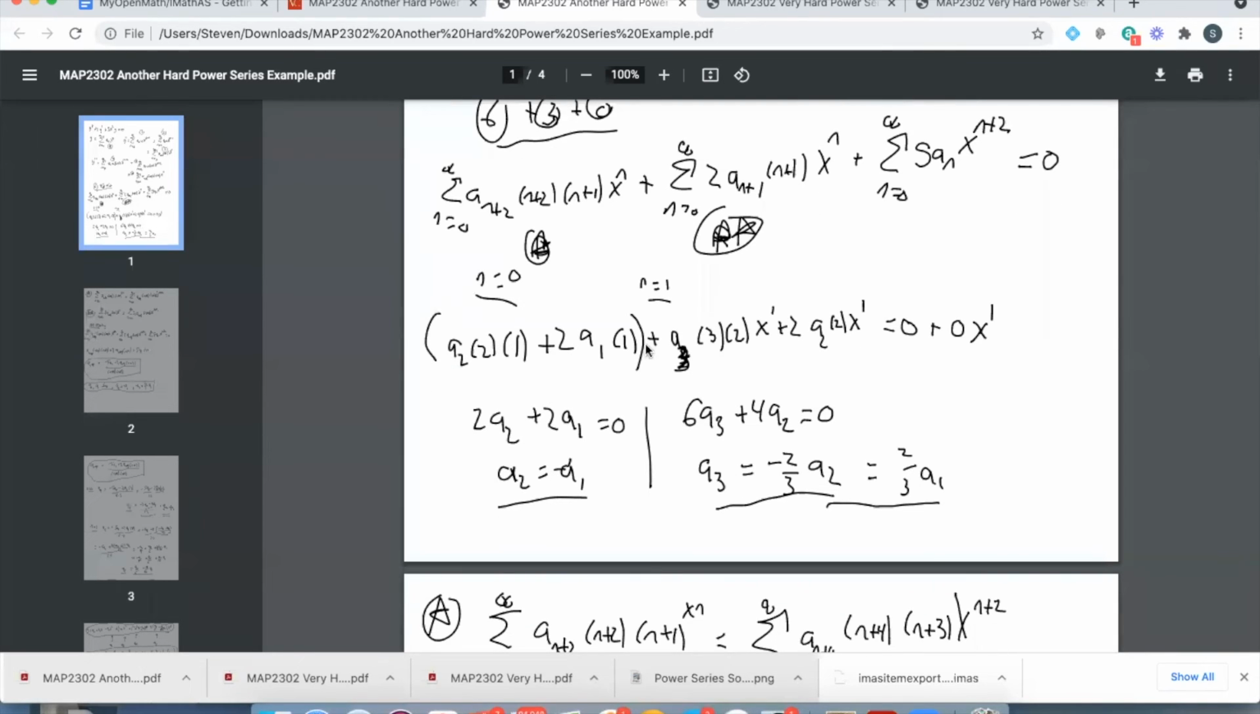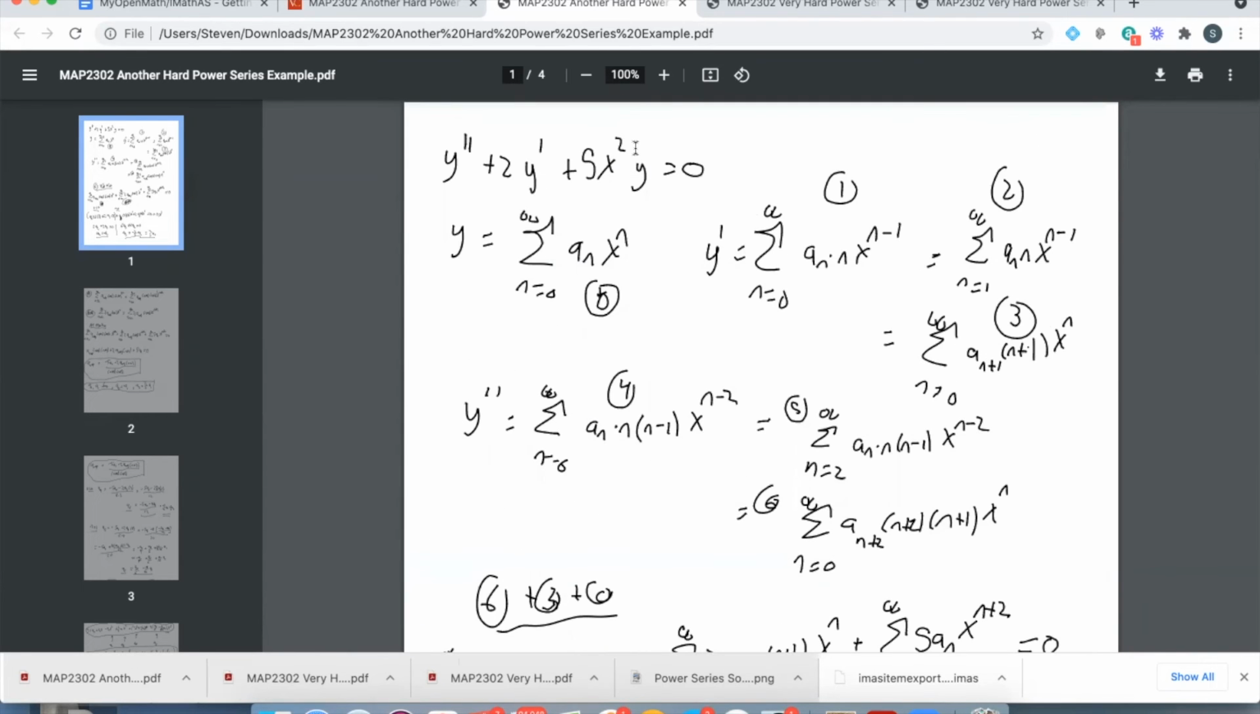So this thing here must be 0. That gives me a2 equals negative a1. This thing here, from here to here, must equal 0 x to the first. That gives me a3 equals 2/3 a1. So if I had had an x to the 7th here, I would have had to do this 7 times, break off the first 7 terms up to x to the 6th.